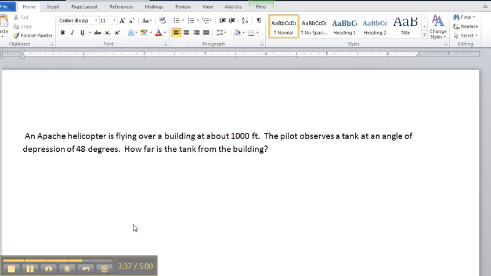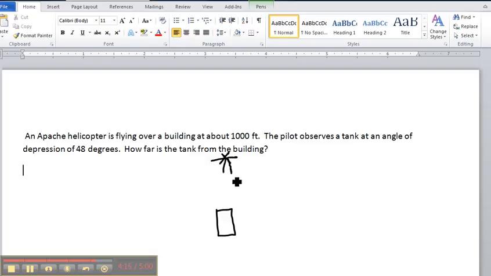Okay, here's our problem. An Apache helicopter is flying over a building at about 1,000 feet. Let's draw a building. Here's our building. Here's our helicopter. Sad looking helicopter. I'm just going to make a little X here, okay? Alright. It's flying over a building at about 1,000 feet. The pilot observes a tank at an angle of depression of 48 degrees. How far is the tank from the building?